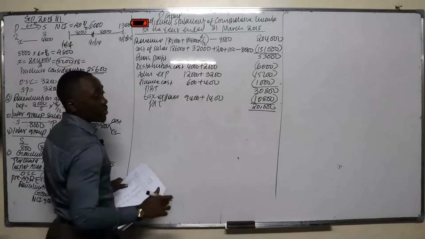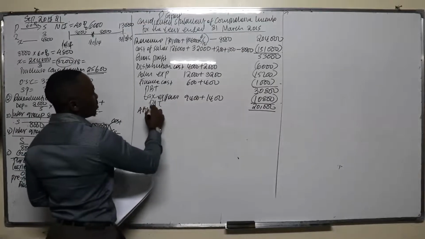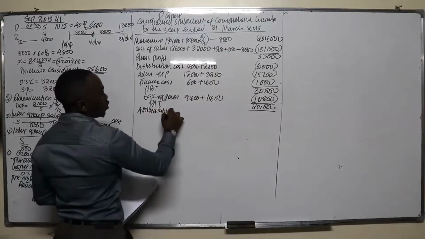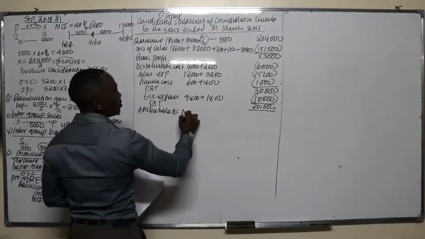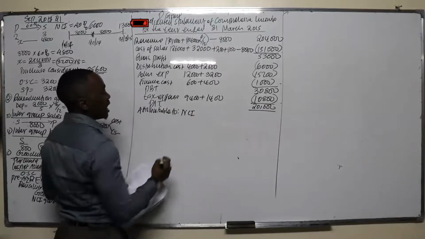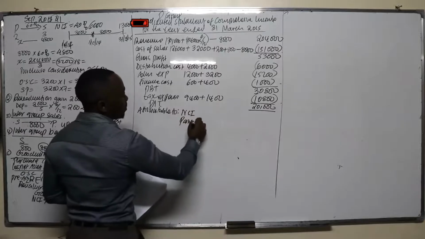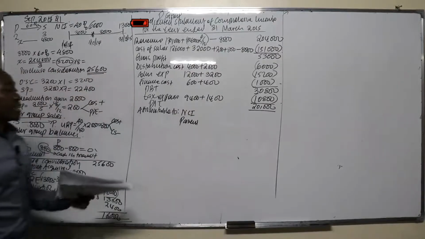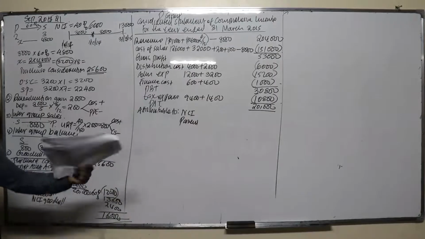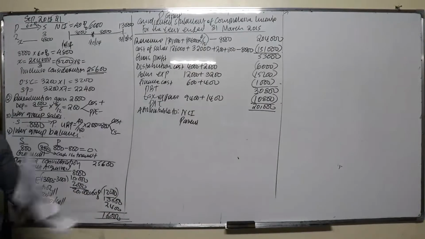Now, once you have the profit after tax, you need to show attributable to. Number one is what you attribute, and the other one you attribute back to the parent. That's the profit. But in this case, remember, we consolidated the subsidiary. So how much do you attribute back to the NCI? NCI, we are controlling a percentage of?